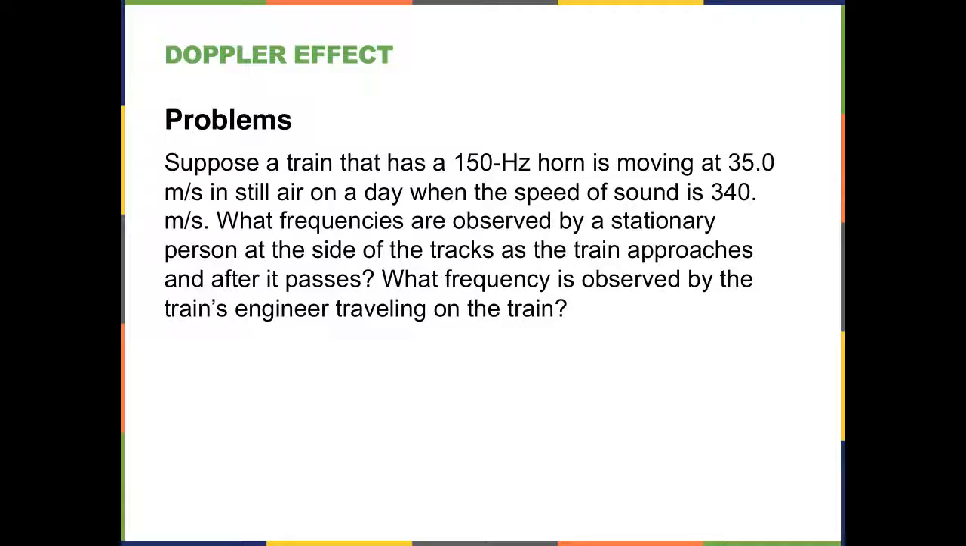Suppose a train has a 150 hertz horn and is moving at 35 meters per second in still air on a day when the speed of sound is 340 meters per second. What is the frequency observed by a stationary person at the side of the tracks as the train approaches and after it passes? What is the frequency observed by the train's engineer who is traveling on the train?